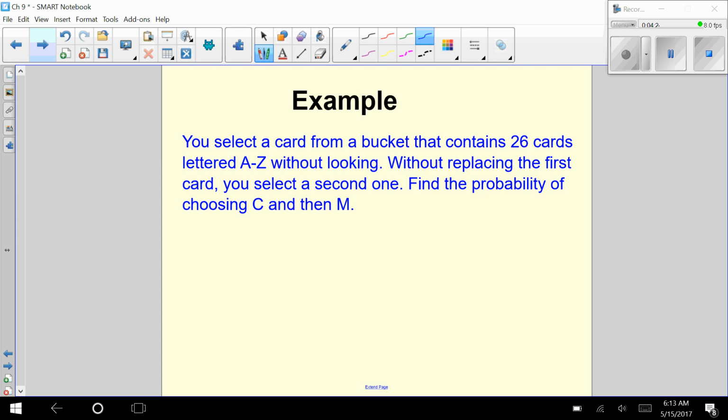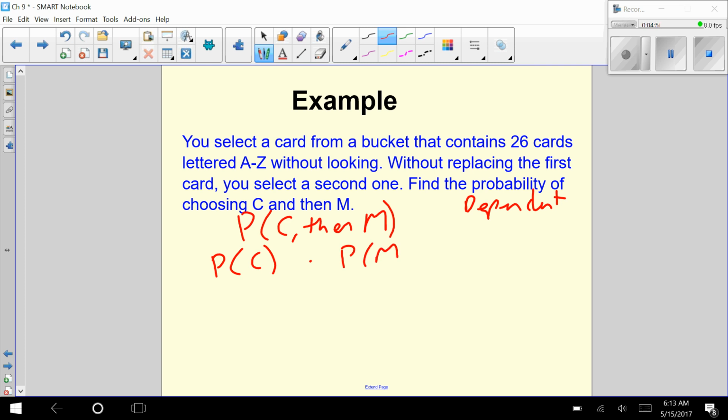Now we are going to select a card from a bucket that contains 26 cards lettered A through Z. Without replacing the first card, we select a second. Find the probability of choosing a C and then an M. We need the probability of C, then M. First of all, since I'm not putting the first one back, these are dependent. So we need the probability of C times the probability of M after C.